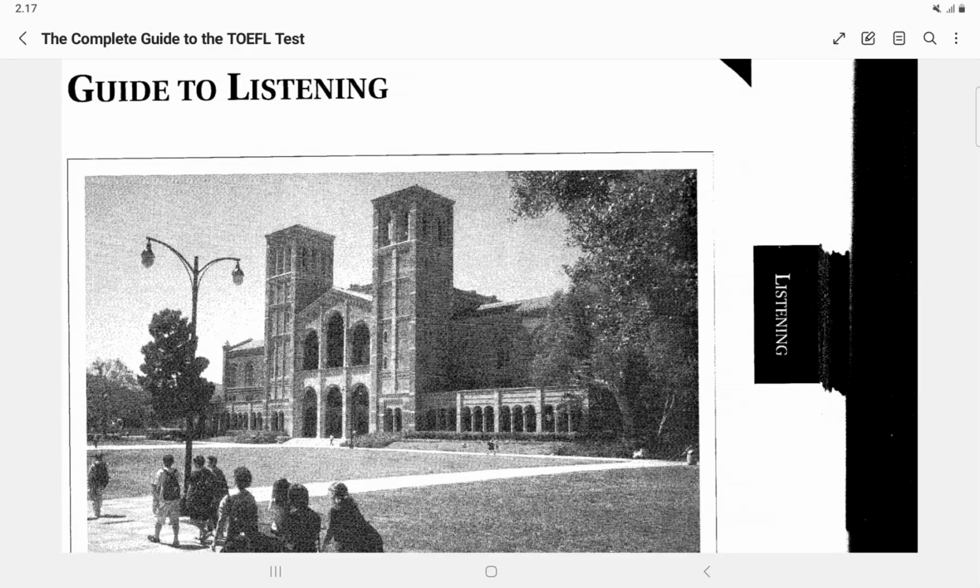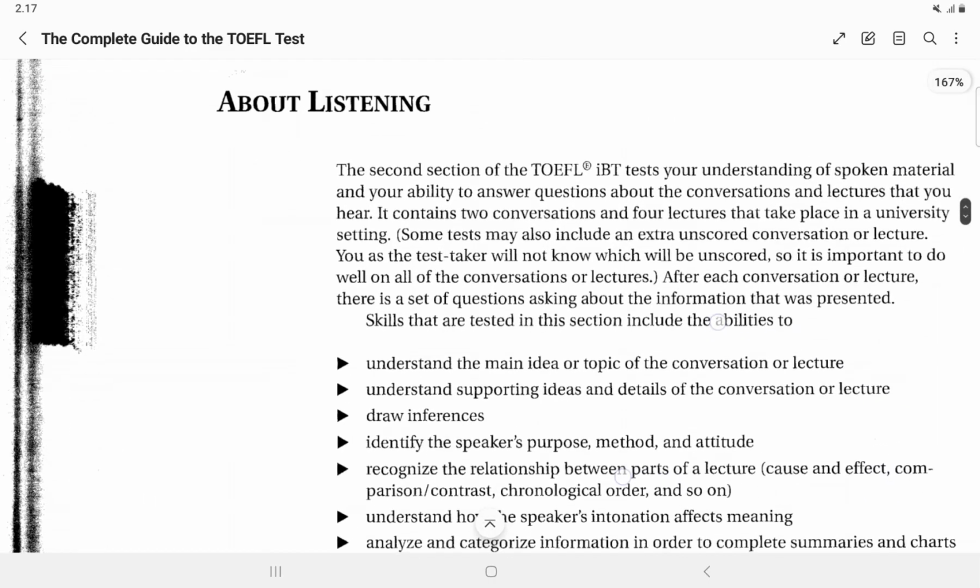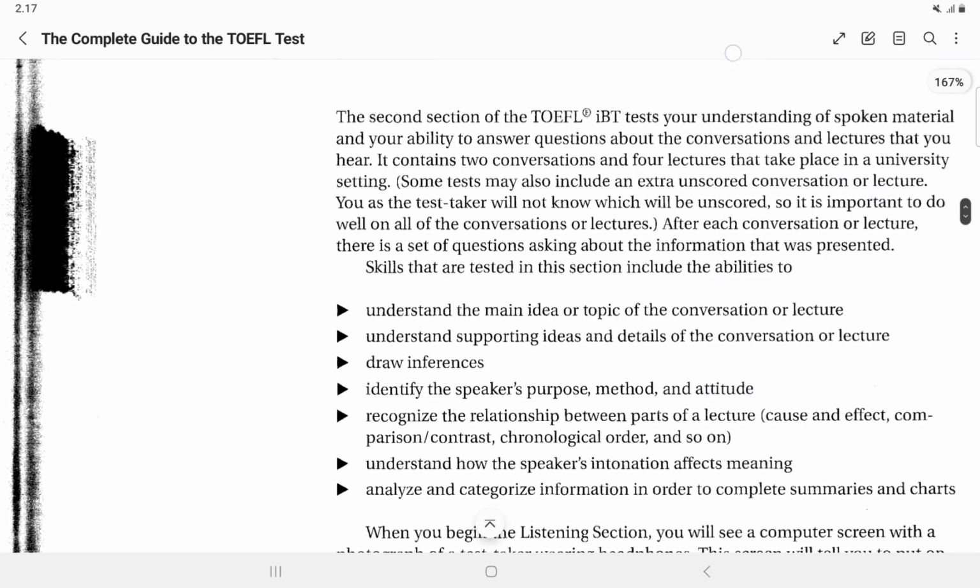The complete guide to the TOEFL iBT test, guide to listening. About listening, the second section of the TOEFL iBT test tests your understanding of spoken material and your ability to answer questions about the conversations and lectures that you hear.